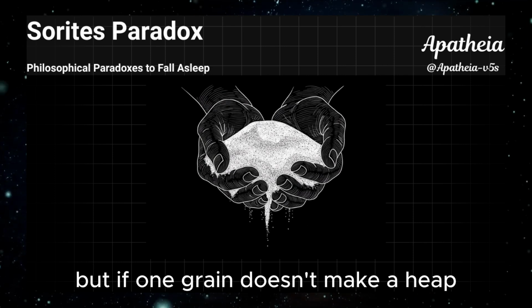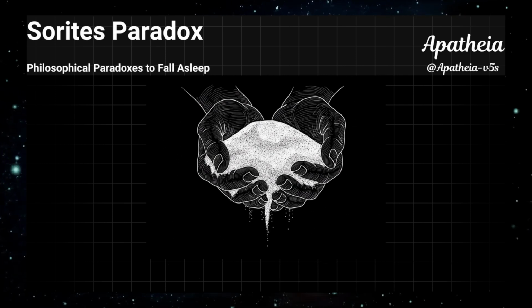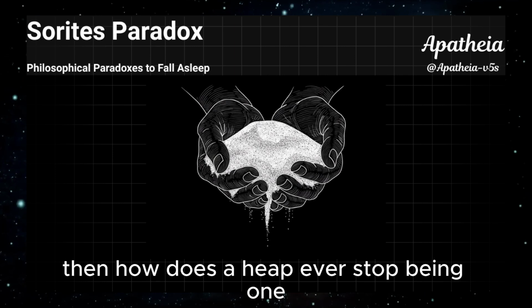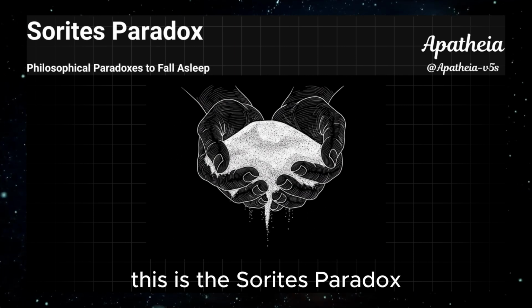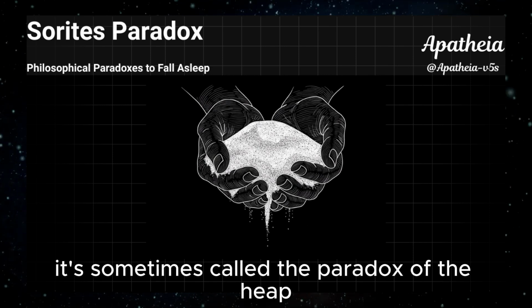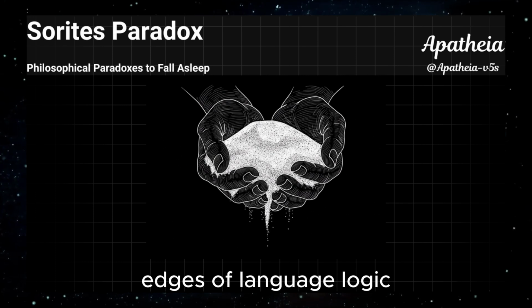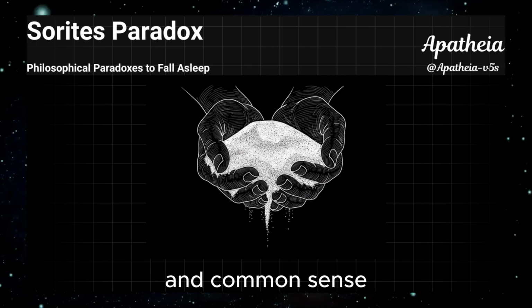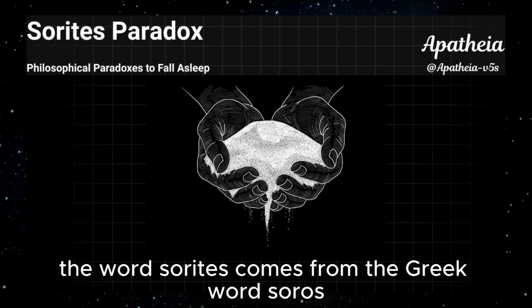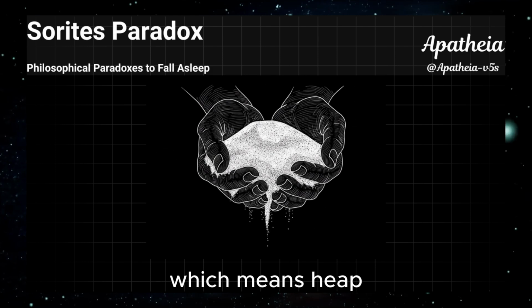But if one grain doesn't make a heap, and removing one grain doesn't destroy a heap, then how does a heap ever stop being one? This is the Sorites Paradox, one of the oldest and most persistent puzzles in philosophy. It's sometimes called the paradox of the heap, and it forces us to confront the blurry edges of language, logic, and common sense. The word sorites comes from the Greek word soros, which means heap.